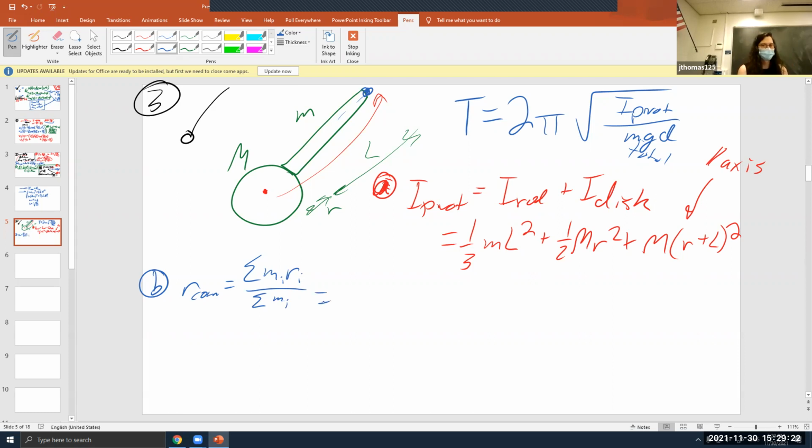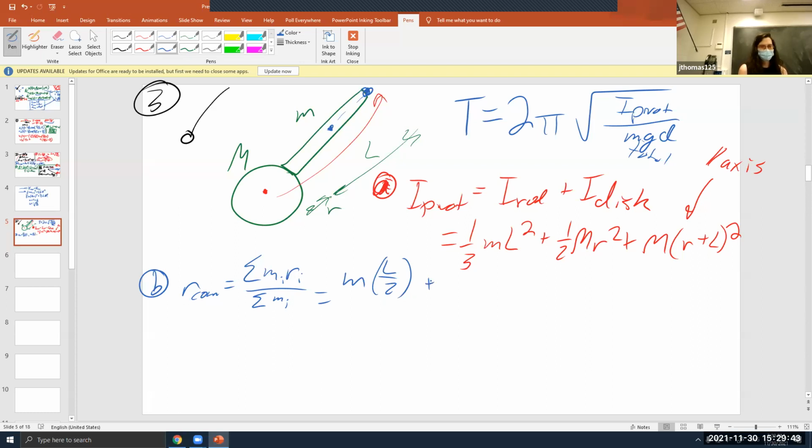And cool. So we have two objects. Each object is going to have a contribution. The first one is the rod. The rod has a mass little m, and its center of mass is located at the middle of the rod, which is half the length from the end of the rod, L over 2.